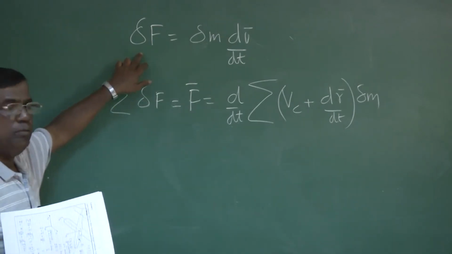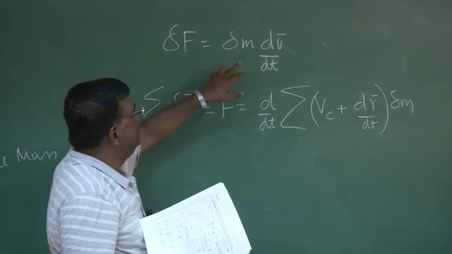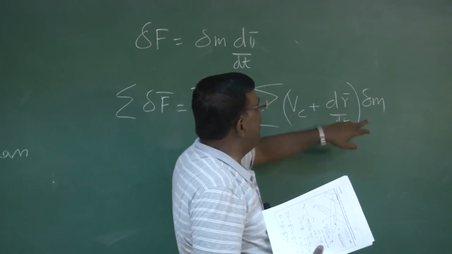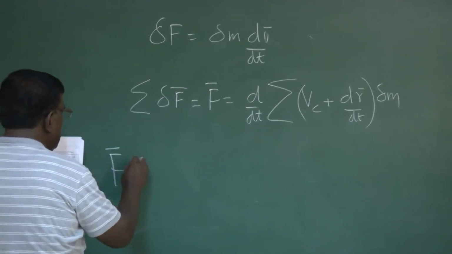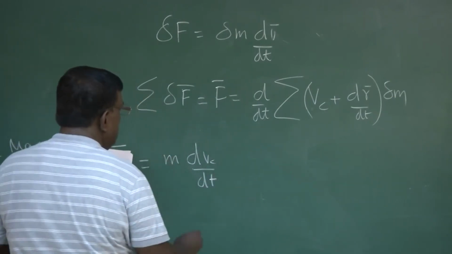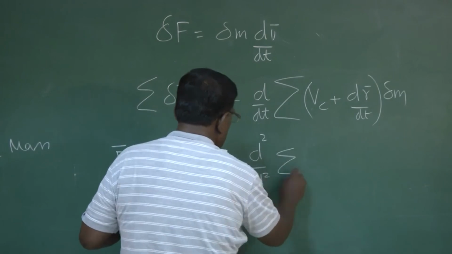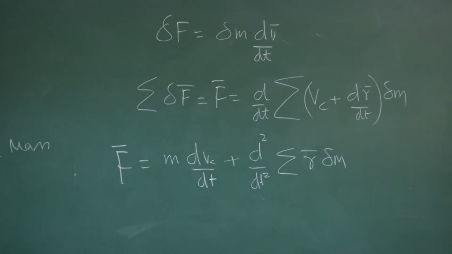Right? I have done summation, means resultant force, vectorial summation, and V is Vc plus dr by dt. So d by dt of V is Vc plus dr by dt into delta M. Right? Summation is done over that. So if I do this, then I can write easily F is equal to M dVc by dt plus d square by dt square summation of R dm. No objection? This I have done in the last lecture also.